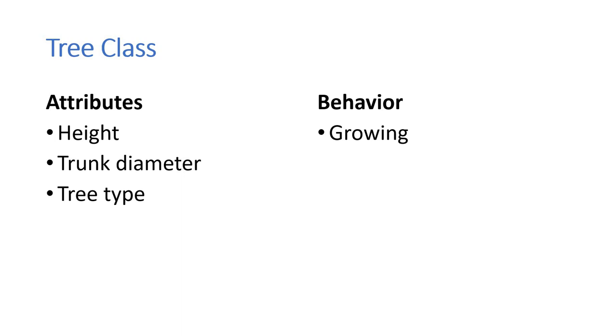As for the behaviors, growing could be a behavior for the tree. It's an action that the tree takes rather than an attribute representing the current state of the tree. Let's create a blueprint for a tree using a class in Java.